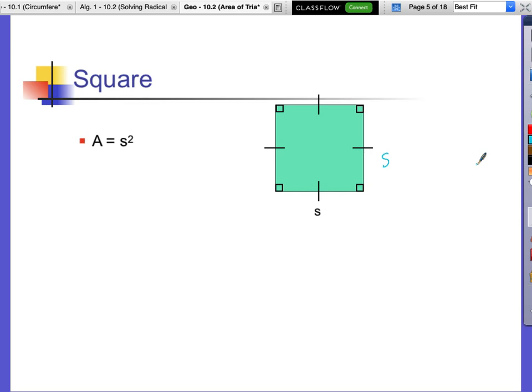What is S? Yeah, S just stands for side length. Good question. S means side length.